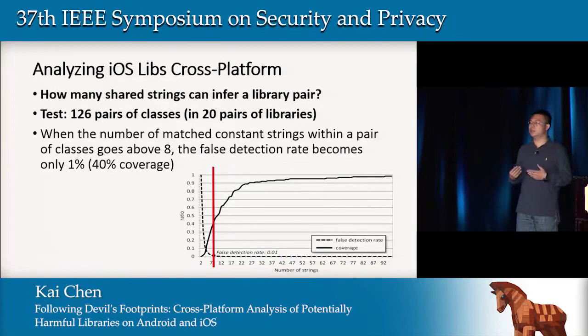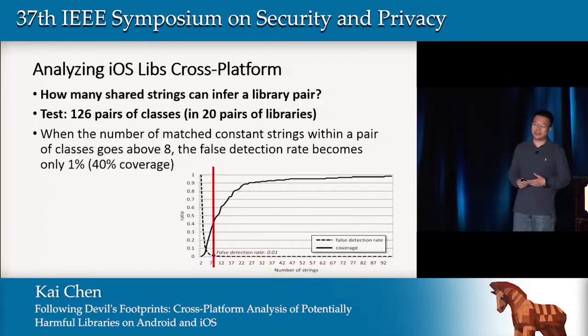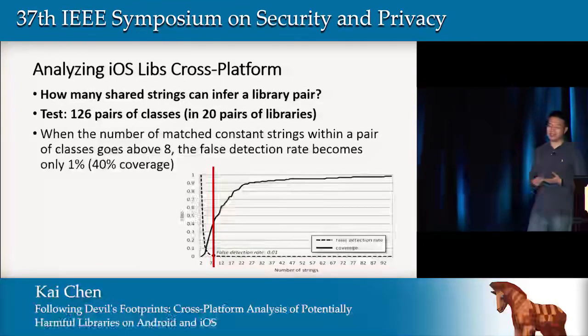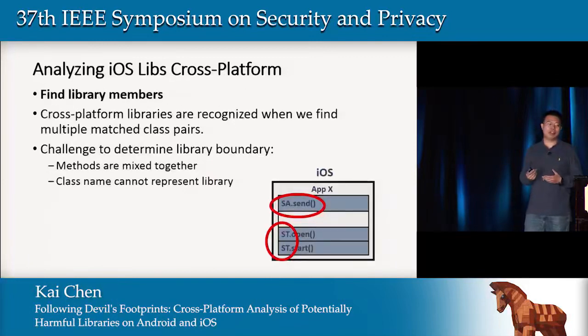Now we have found there are some shared strings or shared environments between these two platforms. So the next question is, how many shared strings can infer a library pair? So we do a test. We collect 20 pairs of libraries, including 126 pairs of classes. We found that when the number of matched cluster strings within a pair of classes goes above 8, the false detection rate becomes only 1%. So we use this as a threshold. The problem is that the coverage is only 40%. So we need to explore more and find the library members.